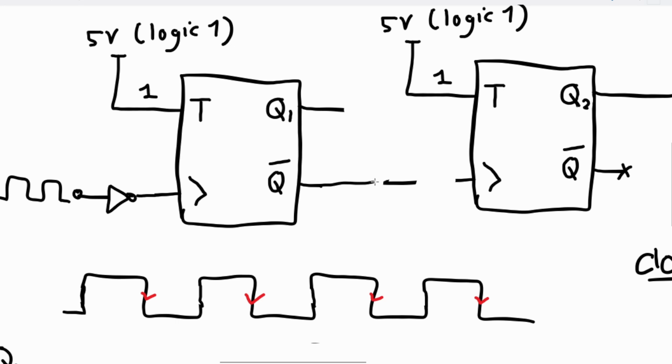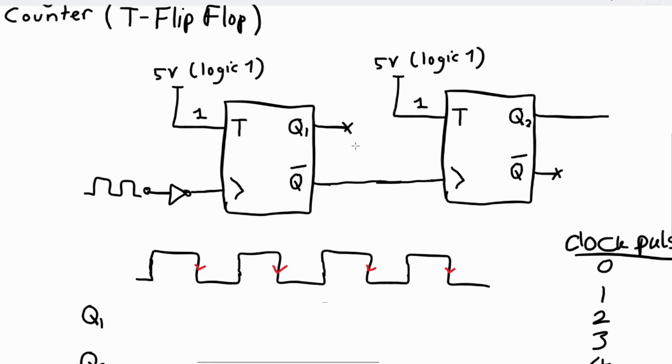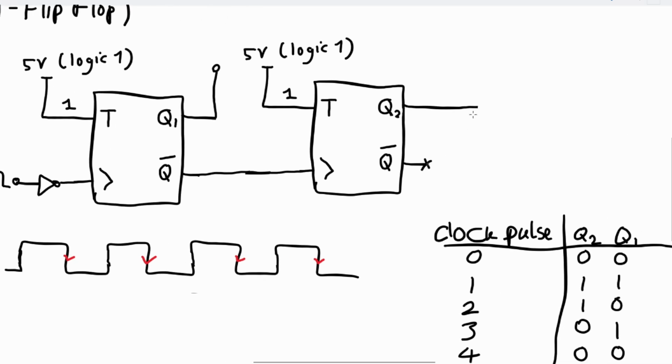So Q bar goes to the clock, and we don't care about Q. Q is our output. And let's just go.